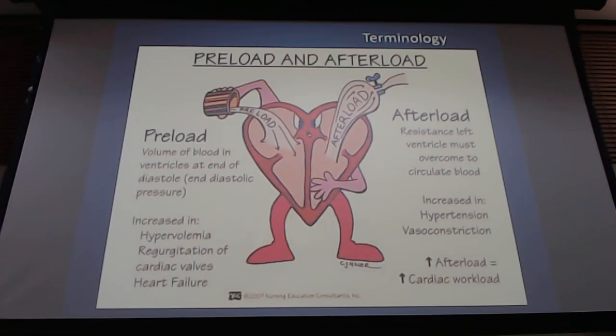This is just again that terminology that we already talked about, right? So your preload was just before that contraction, the stretch, that amount of fluid that is there prior to you doing your squeeze, and then your afterload is the force that your heart is going to have to overcome to actually eject the blood out of the heart to get it to the body, okay? So again, just a picture, a different way for us to look at it and get those terms down.